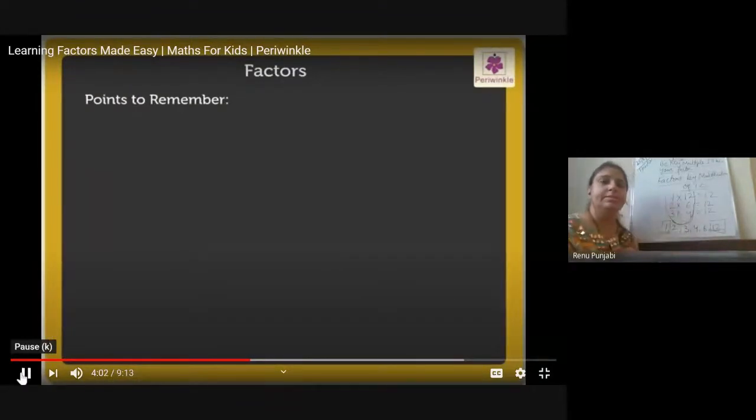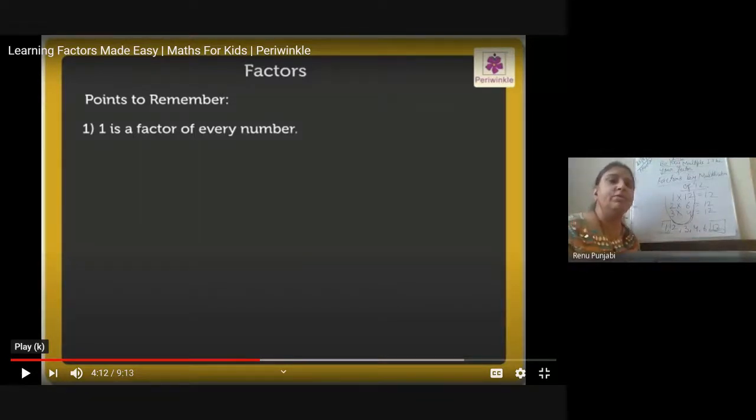With the help of some examples. Point 1. 1 is a factor of every number. As I said before also, 1 is a factor of every number. Blindly, when I ask you to write the factors of 72, the first factor of 72 is 1.